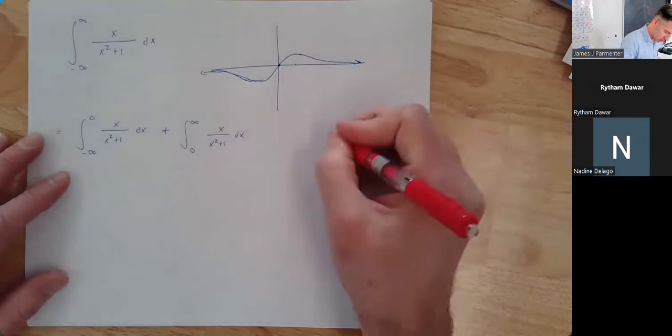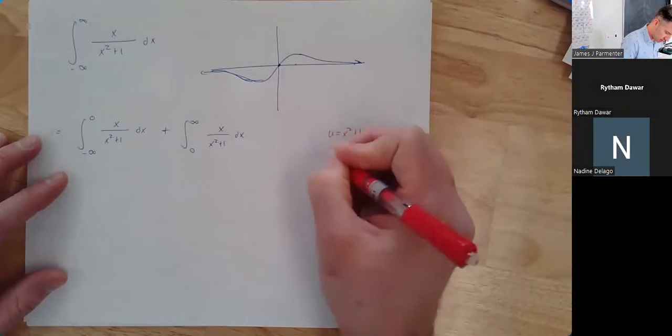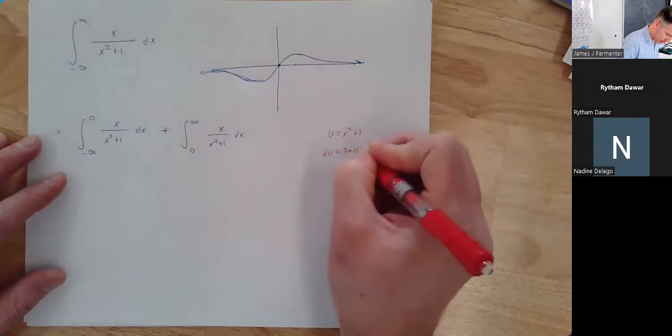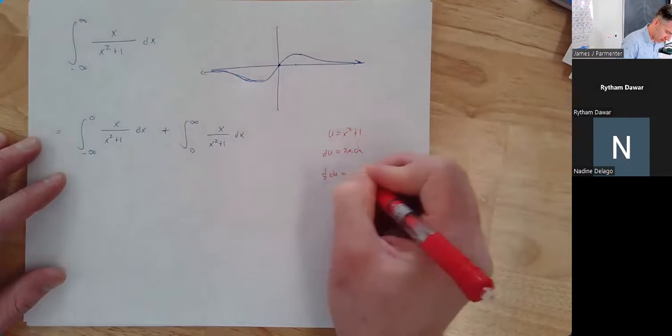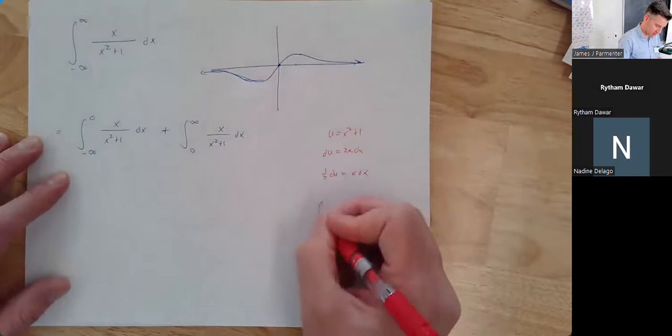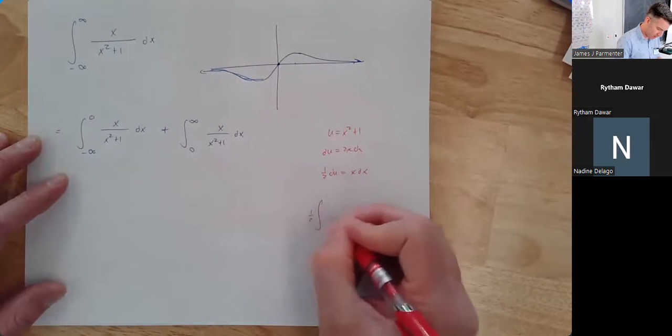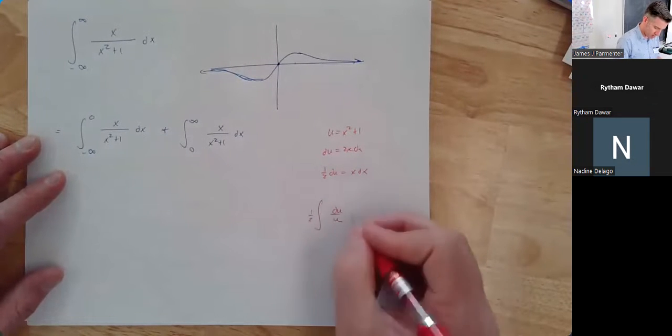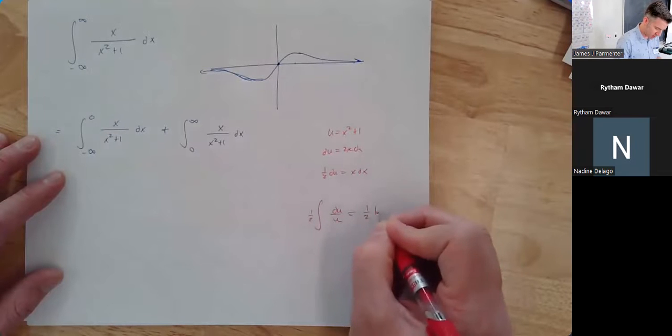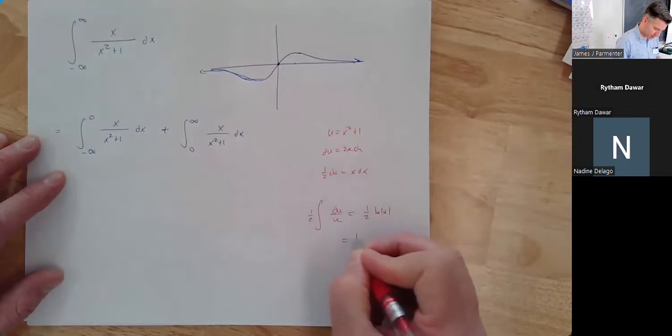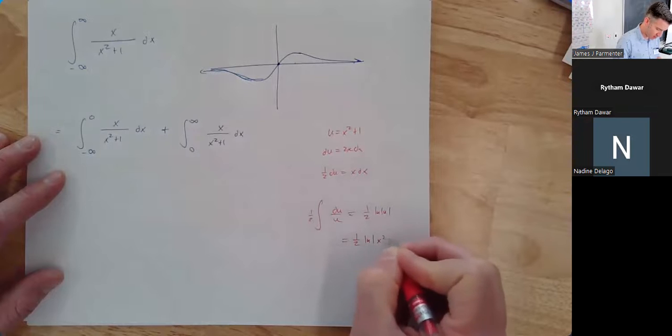The u sub would be u equal to x squared plus 1. My du is 2x dx. So 1/2 du is x dx. So I end up getting the integral of 1/2 du over u, which is just 1/2 natural log of the absolute value of u. Just 1/2 natural log of the absolute value of x squared plus 1.